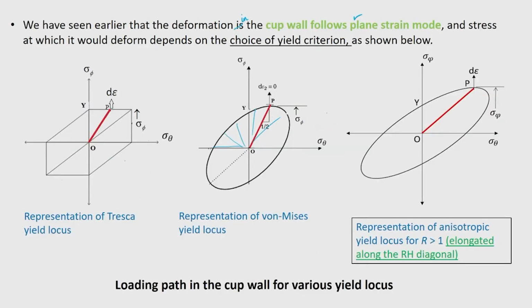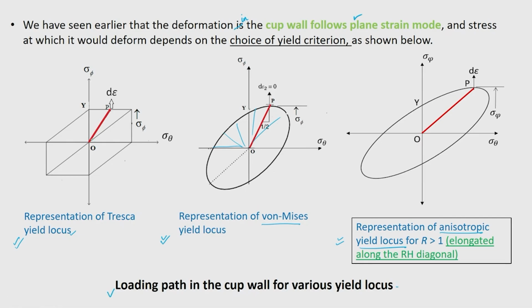So in that case we have shown here 3 different choices. What are the 3 different choices? You can see that this is the representation of the Tresca yield locus, this is your von Mises yield locus, and this is some anisotropic yield locus. In the Tresca yield locus you pick up OP. So plane strain mode of deformation is actually OP, plane strain mode of deformation in the cup. This is a loading path in the cup wall for various yield loci.